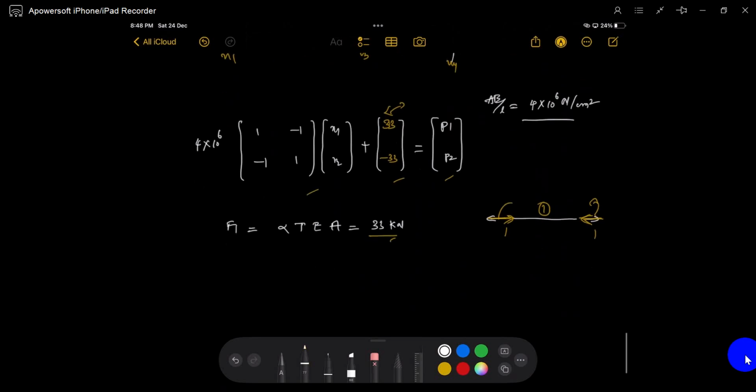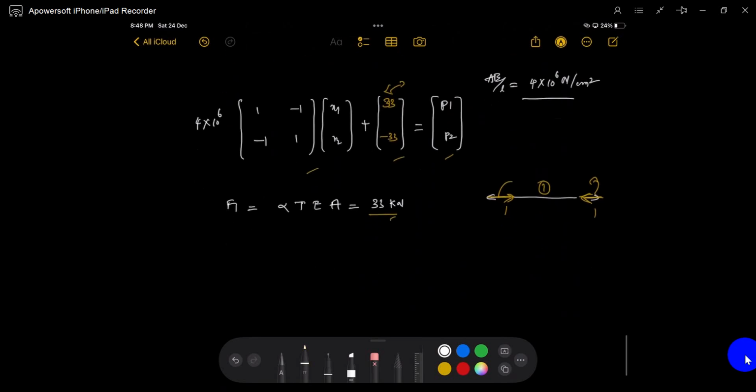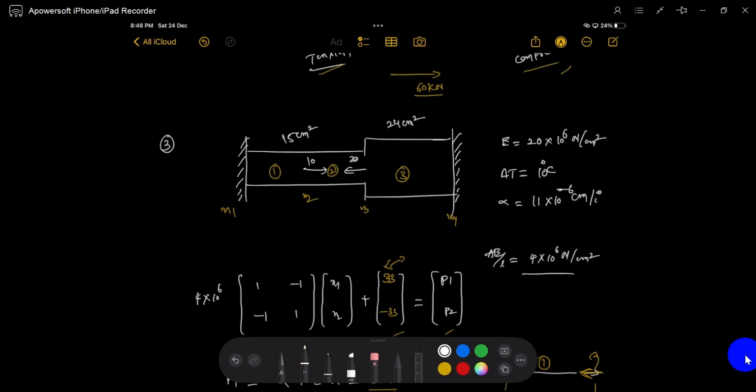Now we come to the second element. The second element has the same 4 into 10 power 6, because the length, area and Young's modulus are the same. 1, minus 1, minus 1, 1, with U2 and U3, and the temperature stress also. What will we get for the temperature force F2? Element 2 also has the same length. So I will write the length as 75 centimeters.